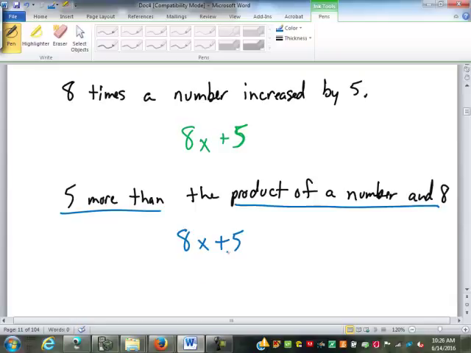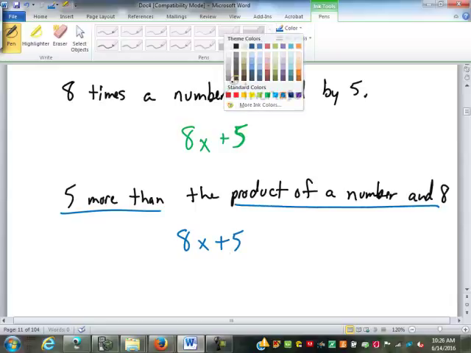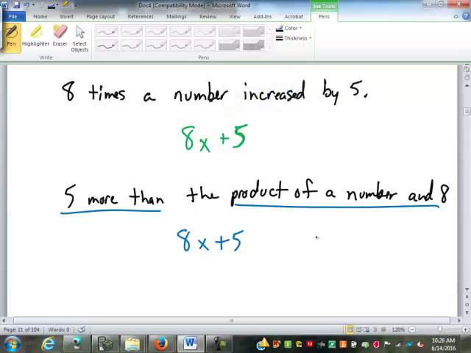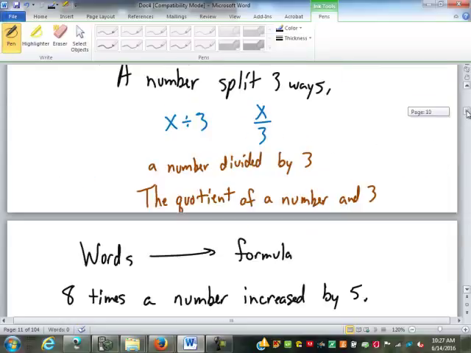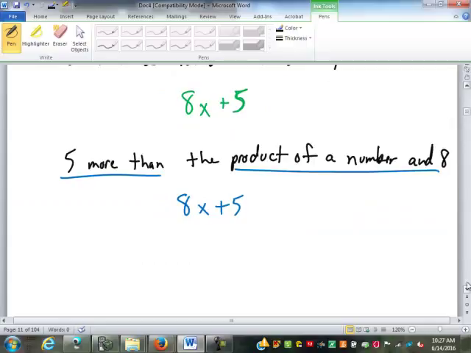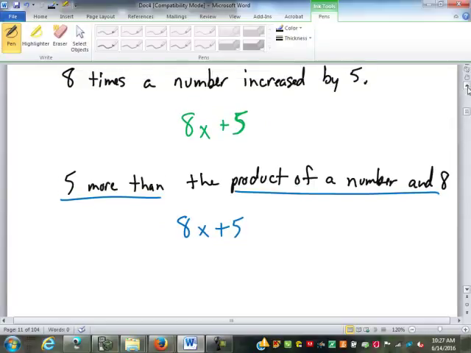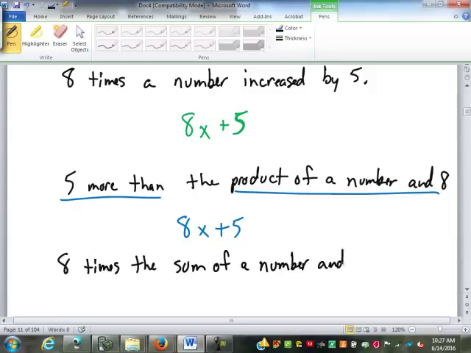How many of you got that? Any questions as to why that has to be that? Come on. There we go. So the next one. Try that one in your notes quick, see what you come up with.